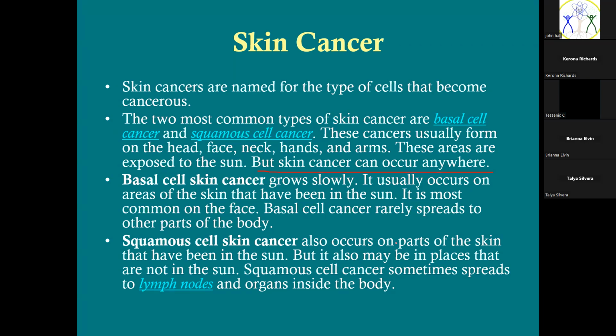Anyway, moving on. Now, basal skin cancer, as it says, grows slowly, and usually occurs on areas of the skin that, of course, have been exposed to sun. It's most common on the face, but it rarely spreads to other parts of the body, right? Now, I remember this story a couple of years ago where this fellow in the US developed a basal skin cancer, okay? He developed a patch of skin cancer, and I think it was on his forearm.